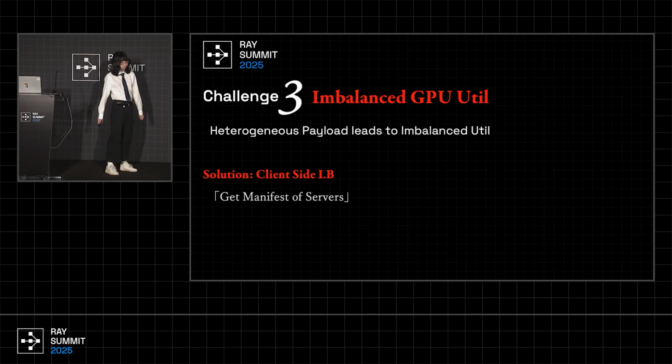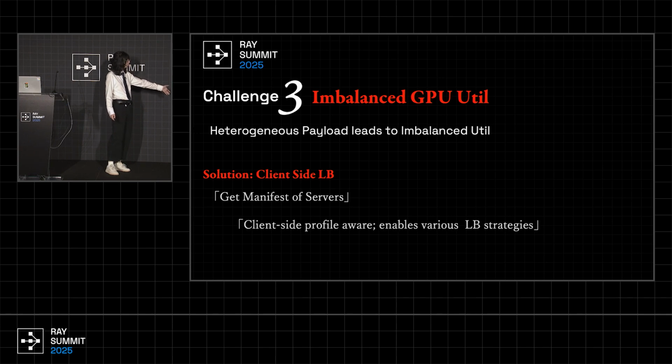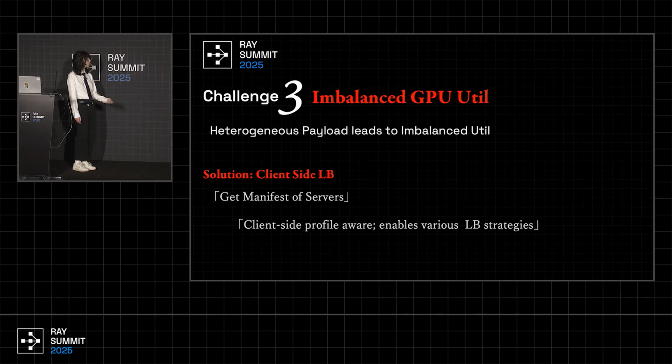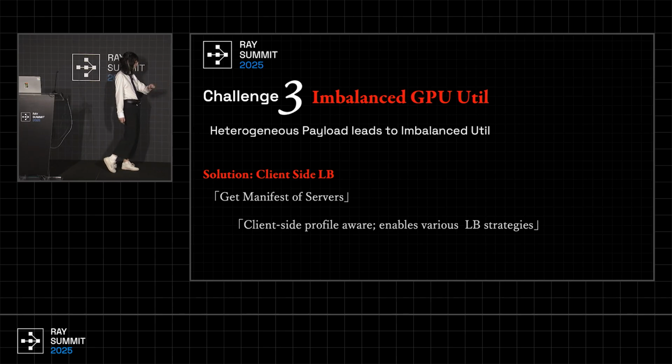So it's basically you get the manifest of servers from the head node. The reason why we do this as opposed to server-side, there are two reasons. The first is that it's a straightforward way to avoid routing these large requests, for example, that are encoded media, to the head node, for it to just relay again. That's a single bottleneck that we want to avoid.